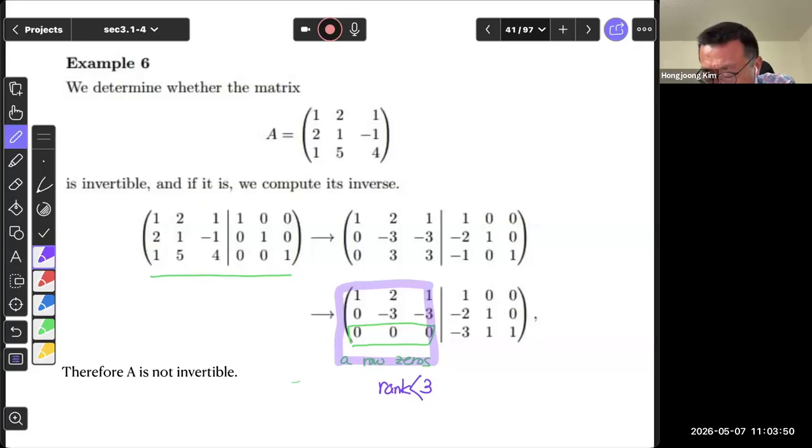Then, this matrix is obtained from the matrix on the left by performing some row operations. And row operations do not alter the rank, right? The rank is preserved. So that means my original matrix has rank less than 3. That means this matrix is not invertible.